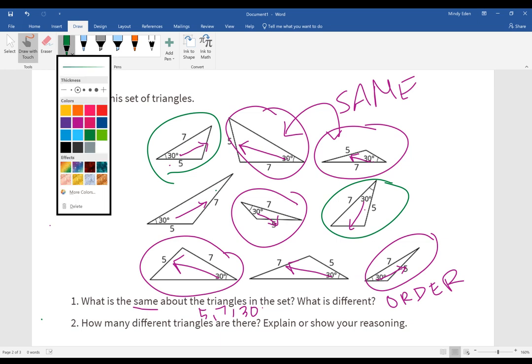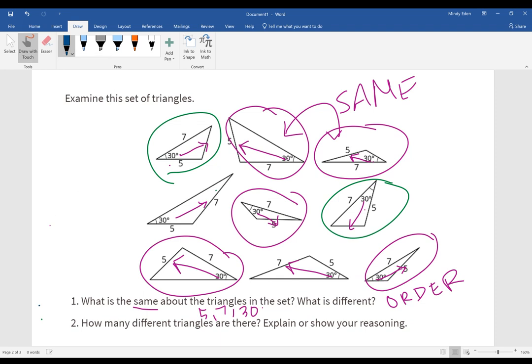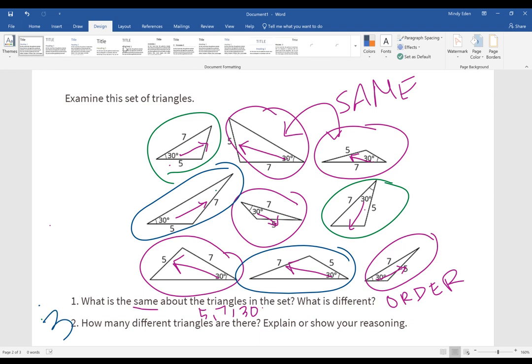So I'm going to get out a different color. Let's use blue. Across from the 30, here's a 7, and here's a 7. So what I know is that there are going to be 3 different types of triangles. And I only know that because I looked at the angle, and across from it, there were 3 different side lengths: none, 5, and 7.